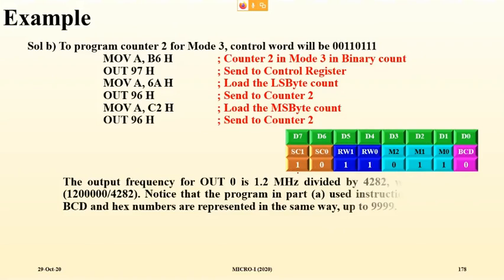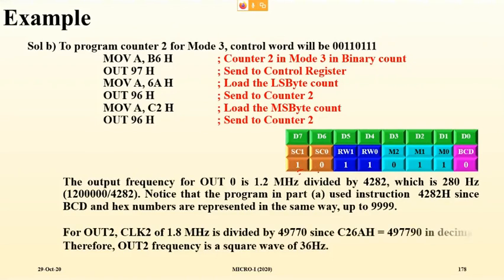So the control word, first thing, control word. The control word is 10, because we want the second counter, counter 2. So counter 2 is selected. MSB first, then LSB first, and here mode 3, and we are using binary number to be entered into the counter. So this is your control word.